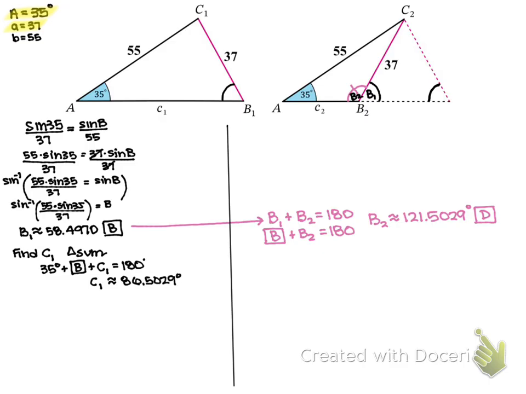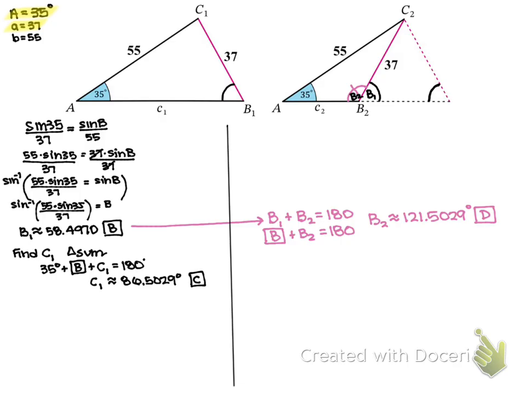So C1 is going to be approximately 86.5029, 1049, and so on. I'm pretty sure I'm going to use this again. So this I'm going to store as C. So go ahead and store it. Okay, so that's stored. So first triangle, big A, big B, big C, done.